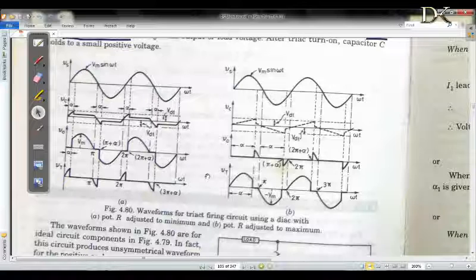These waveforms are basically of ideal circuit components. In fact, this circuit produces an unsymmetrical waveform for the positive and negative half cycles of load voltage. The asymmetry is to some extent due to triac characteristics, but it is mainly due to hysteresis present in the capacitor. This means that the capacitor retains some charge of the initial voltage across its plates when the source voltage falls to 0.